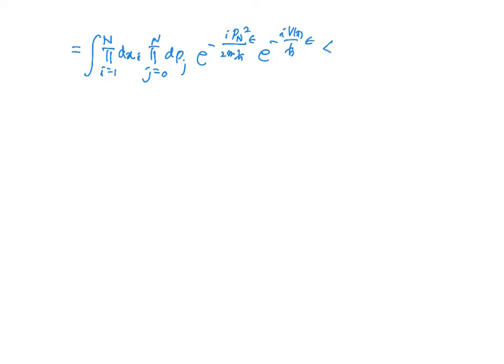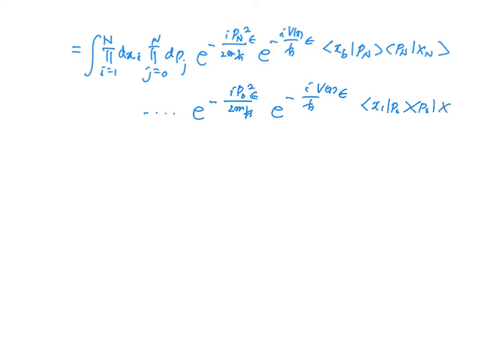Then it can be written in a further simplified form: exponential minus i pn square over 2m h bar epsilon, minus i V of x over h bar, xb pn, xn, and so on, exponential minus i p0 square over 2m h bar epsilon, exponential minus i V of x epsilon over h bar, x1 p0, xa.